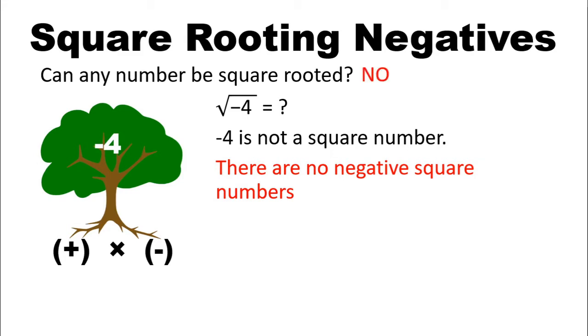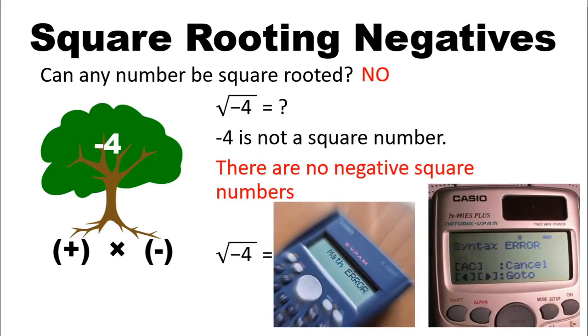What if I took my calculator and I cheated and I tried it? What would my calculator tell me? It would say math error or syntax error, because the square root of a negative number doesn't really exist. And when I say it doesn't really exist, I mean it's not a real number. It is an imaginary number, but we won't get into that until you're at A level.